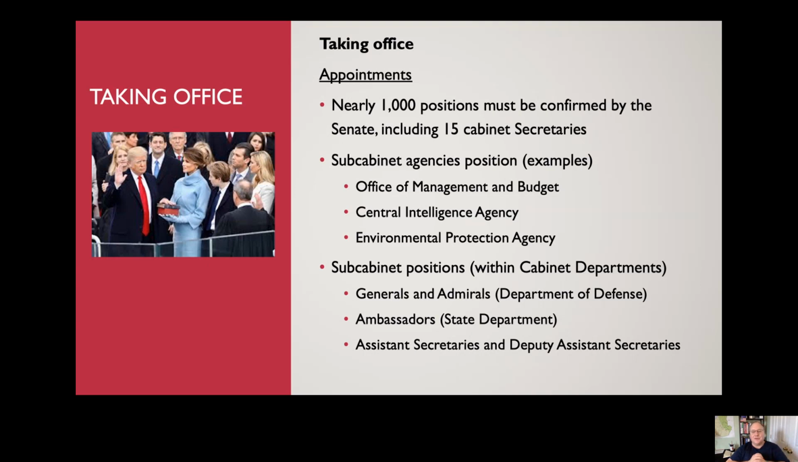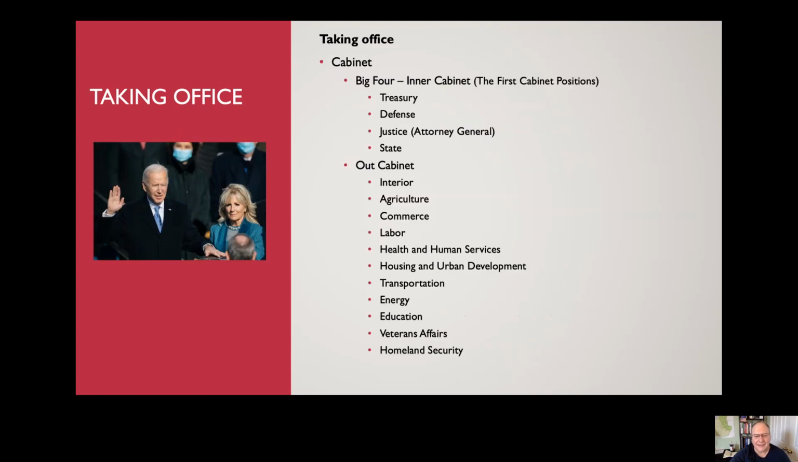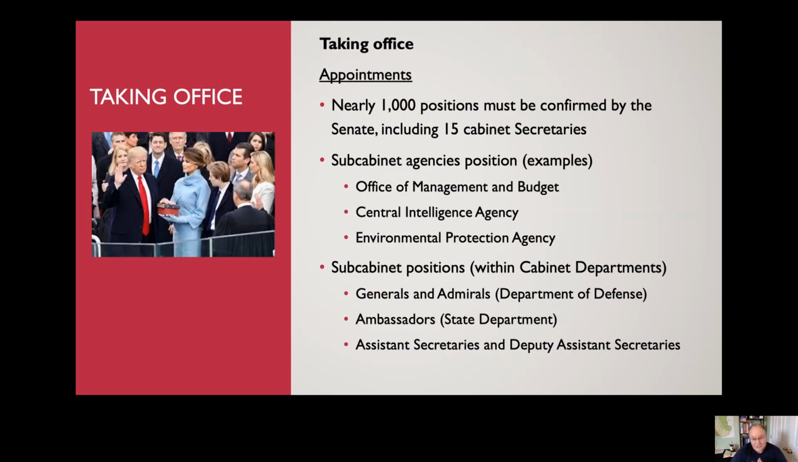And these are examples of the sub-cabinet positions. So you have the secretaries in each of those 15 cabinet-level departments, and then there are other agencies that aren't considered cabinet level but are incredibly important. So you have the Office of Management and Budget, the Central Intelligence Agency, the EPA. Those are all incredibly important positions. But actually, some of those are considered part of the cabinet. I think the Environmental Protection Agency, okay, maybe not. But they're sub-cabinet yet incredibly important agencies. And then within the cabinet departments, you have the deputy secretaries, generals and admirals in the Department of Defense, ambassadors over the State Department, and the like.